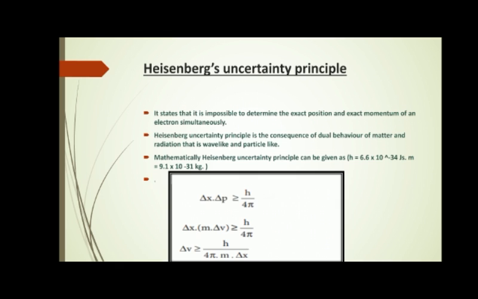Heisenberg's uncertainty principle. It states that it is impossible to determine the exact position and exact momentum of an electron simultaneously. Heisenberg's uncertainty principle is a consequence of the dual behavior of matter and radiation, that is wave-like and particle-like. Mathematically, Heisenberg's uncertainty principle can be given as delta x times delta p is greater than or equal to h upon 4 pi.